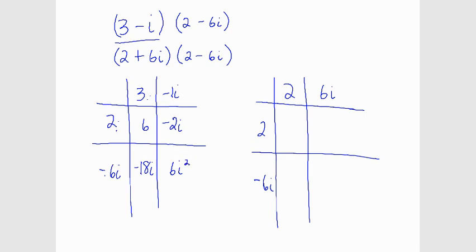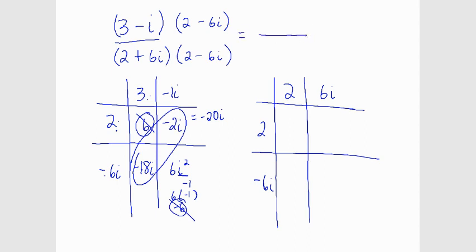So let's bring all this together. This diagonal right here is negative 18i plus negative 2i. That's a negative 20i. And then remember this i squared here gives me negative 1. So I get 6 times negative 1, which is negative 6. And then this diagonal will simplify to nothing. Those will cancel each other out. So this numerator here is just negative 20i.